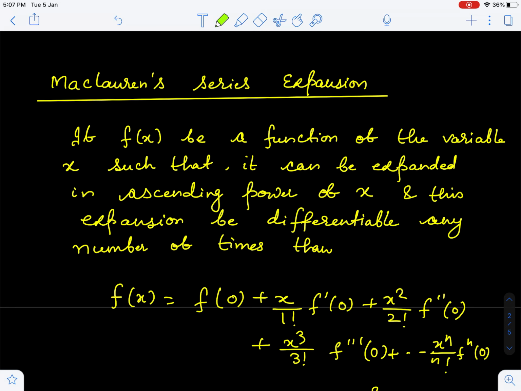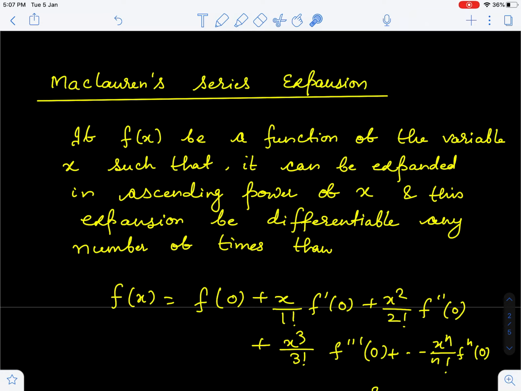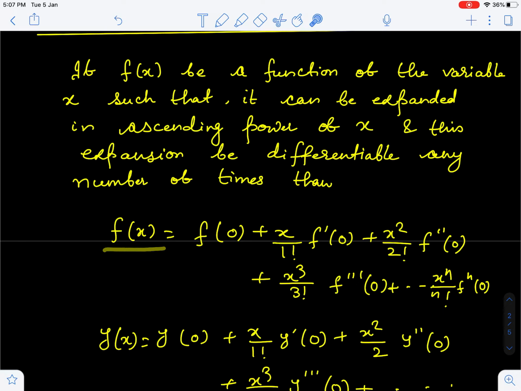So that trick is basically the Maclaurin series. Maclaurin's expansion simply says that, guys, if f of x is a function of variable x such that it can be expanded in ascending powers of x, but the thing is that it should be differentiable any number of times, then f of x can be written as f of x is equal to f of 0 plus x by 1 factorial f dash 0. This f dash 0 tells you the first derivative of this function.